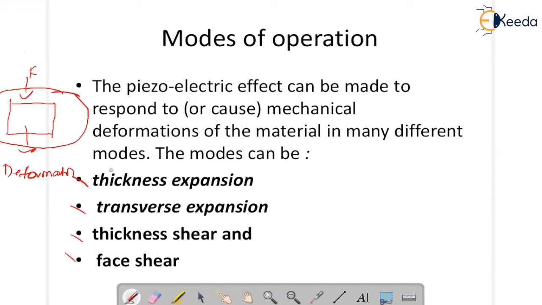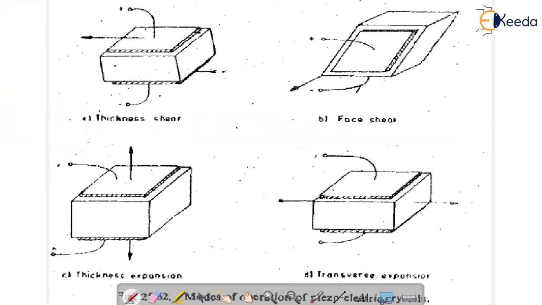What is thickness expansion, what is transverse expansion, and what is thickness shear and face shear, that I am going to depict for you in a diagrammatic manner, and I will explain the concept using that, my dear students. Here, this is called thickness shear. Thickness shear means, see, I'm going to apply force in this direction. Suppose this is a piezoelectric crystal, I'm applying in this direction, and I'm changing the thickness of the crystal. That's the reason it is called thickness shear.